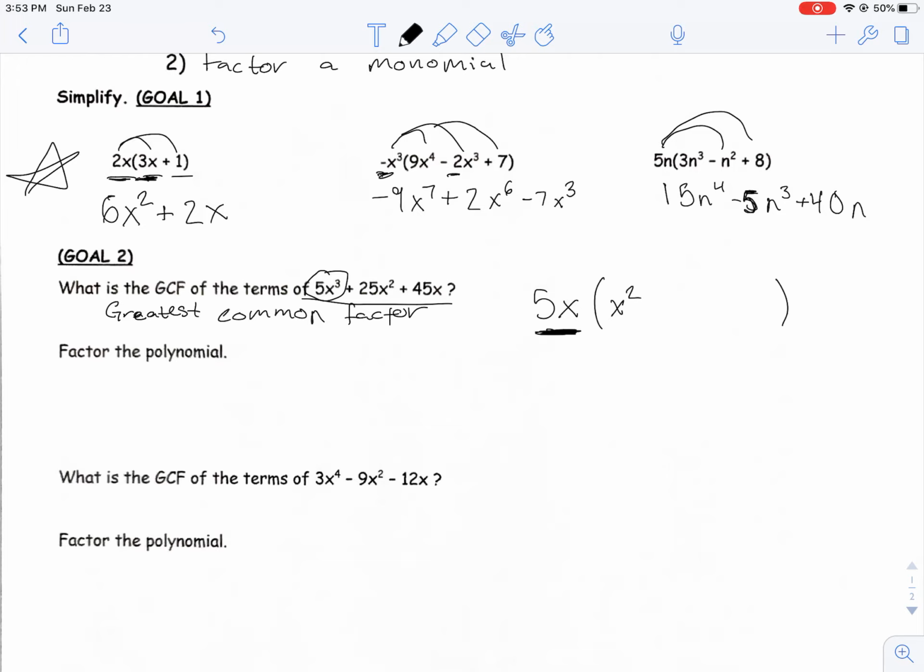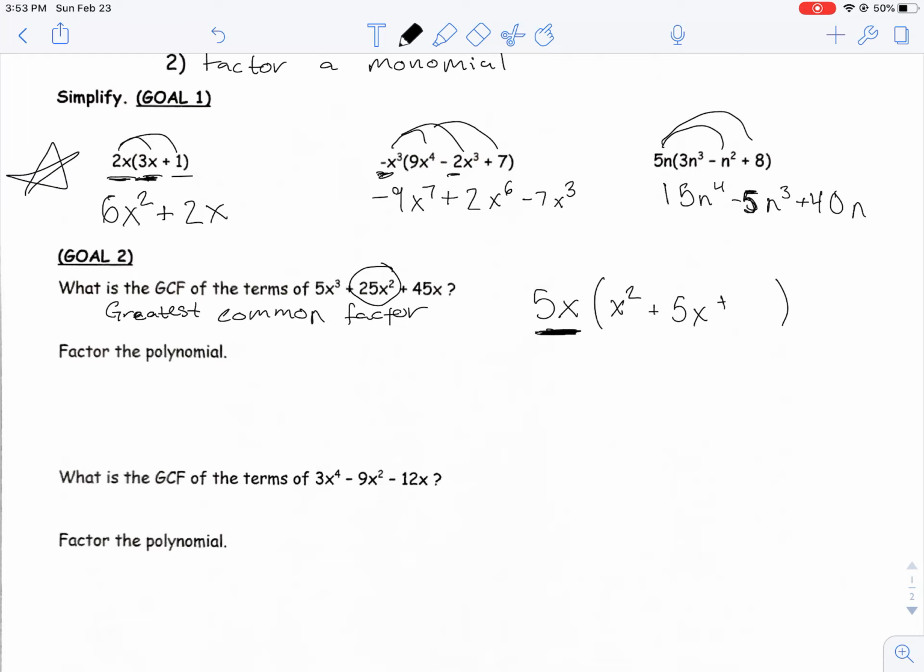Let's go through the next one. Now, I need 5x times something to get me 25x squared. So what would that something be? Well, I know 5 times 5 is 25. I'm actually going to put a plus symbol in between there. 5 times 5 is 25. And we have an x. We have to multiply it by another x to get x squared.